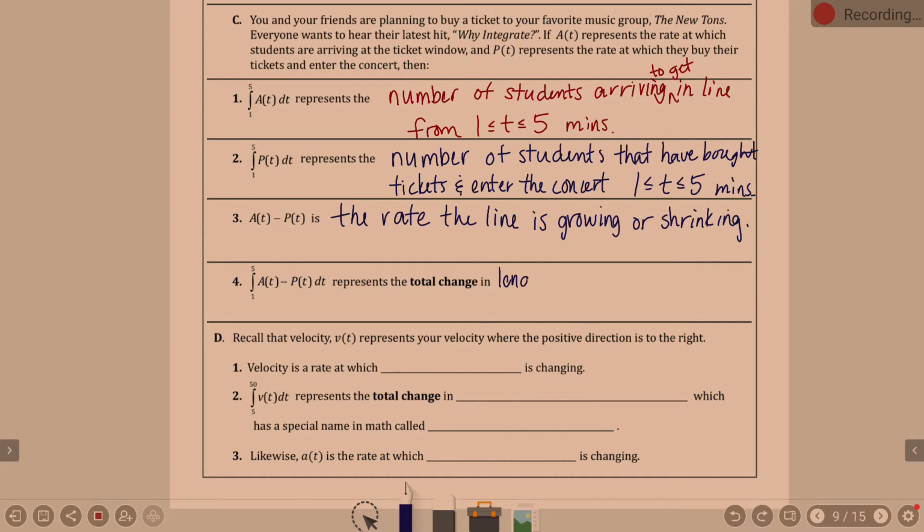So I'm going to say length of line of students on the interval 1 to 5.